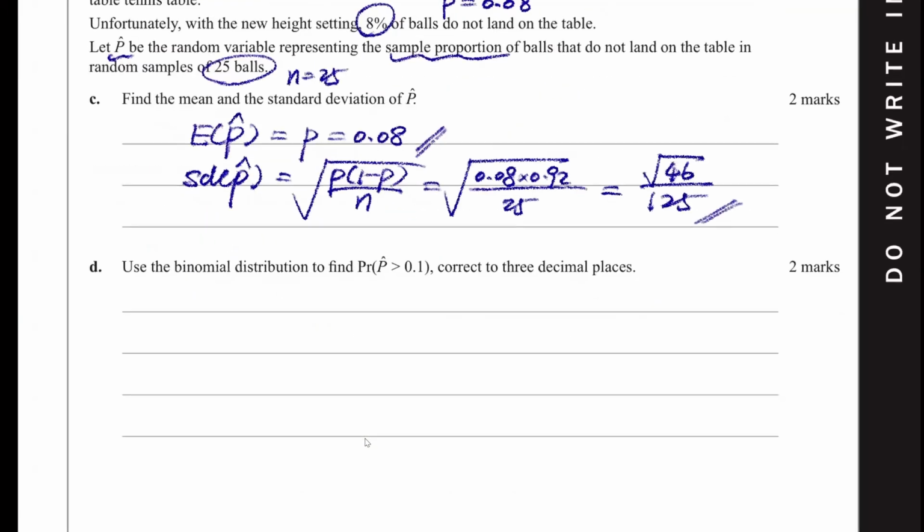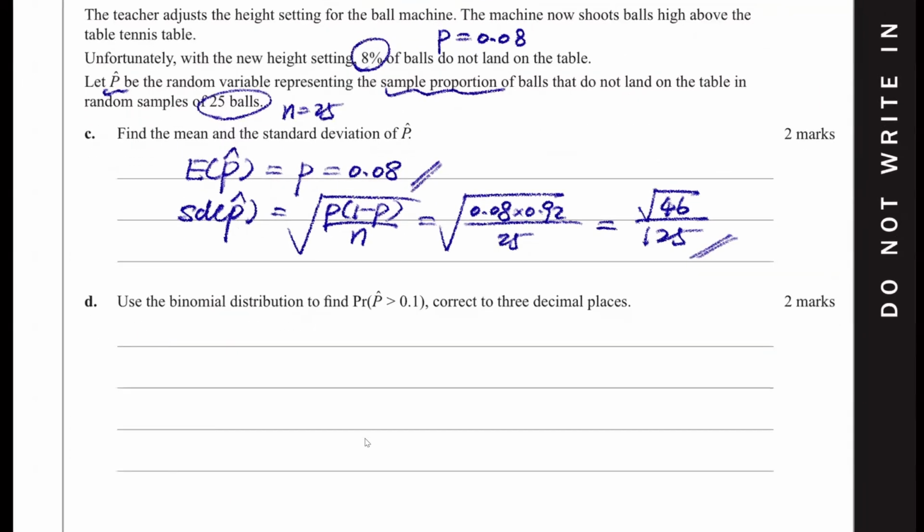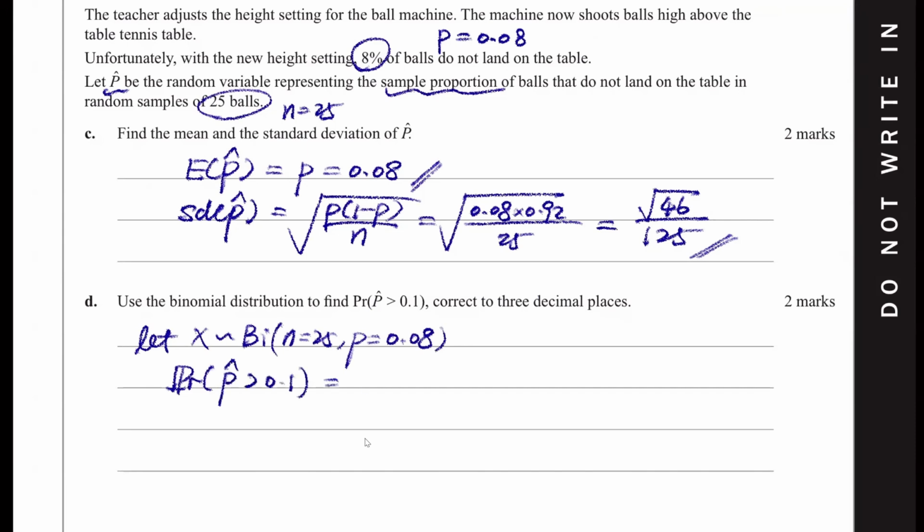Okay. Use the binomial distribution to find the probability he had greater than 0.1 correct to 3 decimal places. So first I would say let X be a binomial distribution, n equals 25, p equals 0.08. Now your probability of p hat greater than 0.1 equals the probability of n p hat greater than 0.1 times 25. So n times p hat is your x, the binomial variable, greater than 2.5.